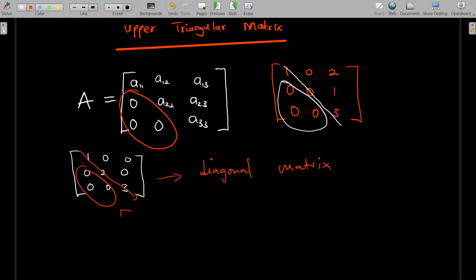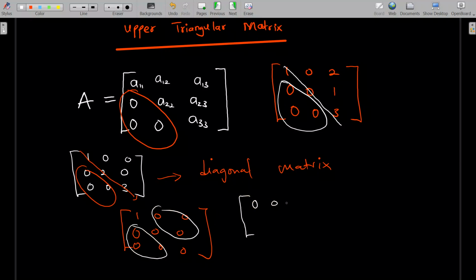Let me give another example of a diagonal matrix. This is a diagonal matrix because everything above and below the diagonal is zeros. Again, I'm going to pick another matrix, the 0 matrix. This is a special type of diagonal matrix because every element below and above the diagonal is zero, just that the diagonal elements are also zeros.